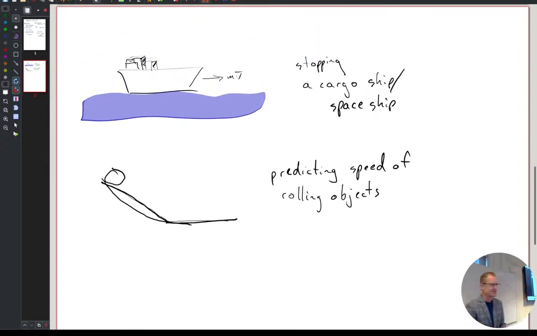What else was coming up as you were thinking, so ships and rolling balls, or does this apply to anything else, or can we only do a ship or a rolling marble? Does it work for anything else? Because cargo ship and spaceship, we use the same equation, mv equals F delta t. It didn't matter whether we were in deep space or in the Chesapeake Bay, both the same equation.